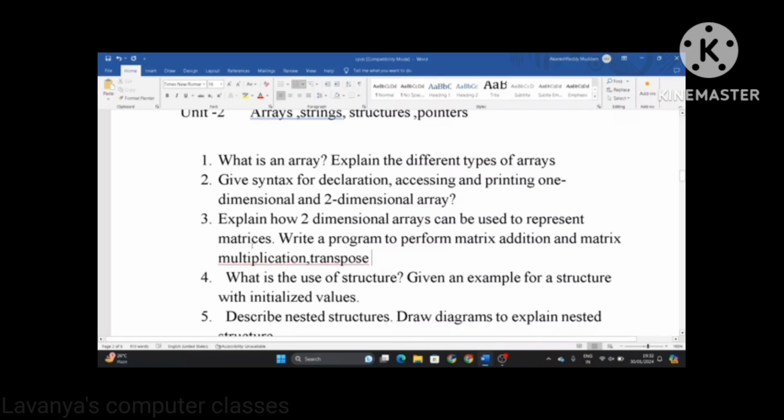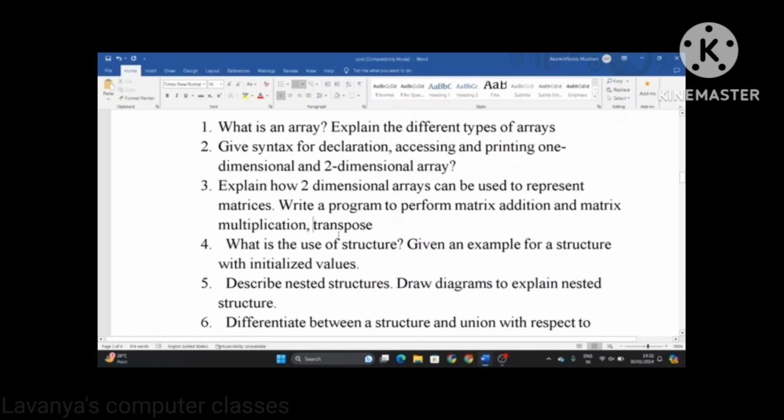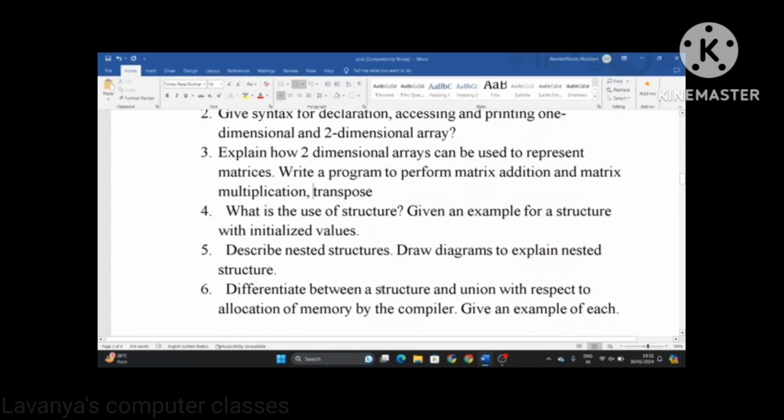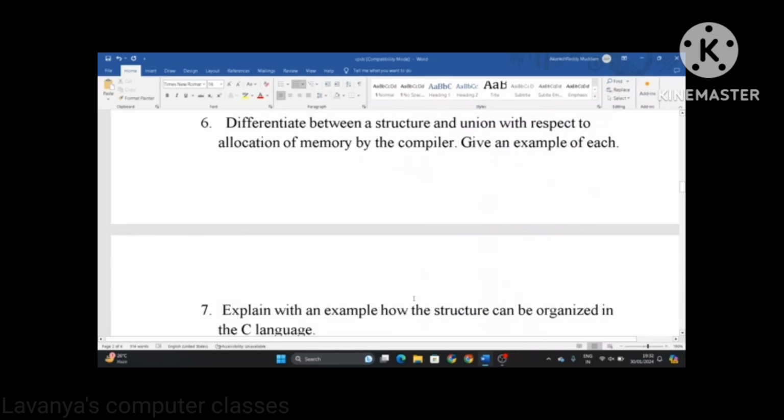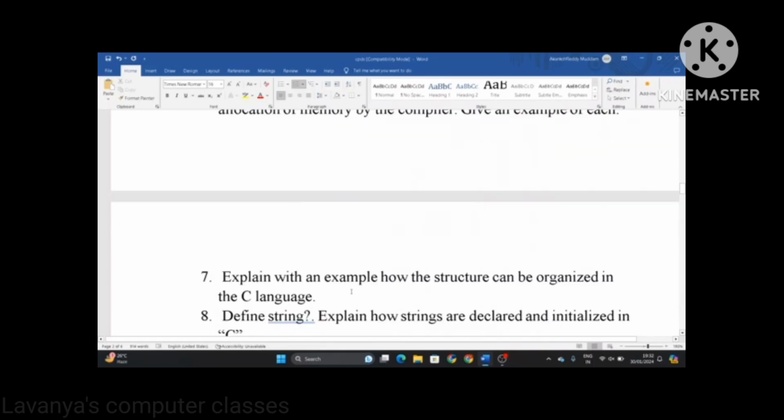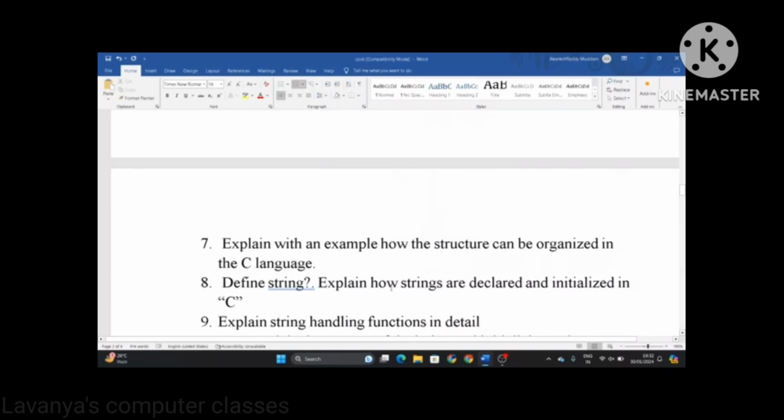Next one is structures. What is a structure? What is the use of structures? Give an example for a structure with initialized values. Next, describe nested structures and what is the meaning of nested structures. Differentiate between a structure and a union with respect to allocation of memory by the compiler. Give an example of each. Very important question. Next, explain with an example how a structure can be organized in the C language.